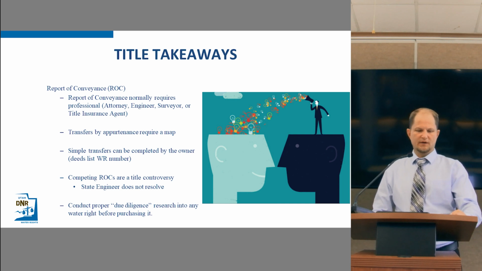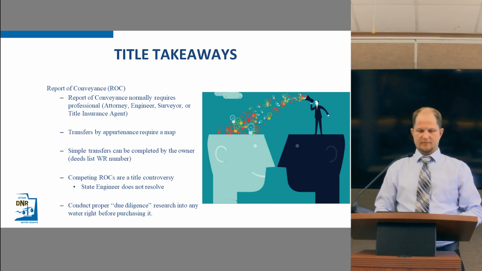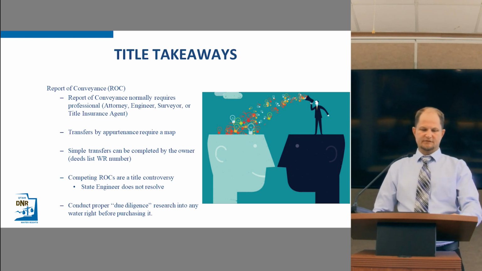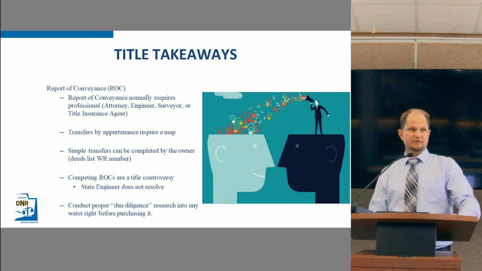A few key takeaways regarding title. Many reports of conveyance transfer by appurtenance, which may require professionals to submit a report of conveyance. Transfers by appurtenance require a map that meets the state mapping standards. Simple transfers can be completed by the owner as long as the deeds list the water right number. Competing reports of conveyance or title controversies are considered civil matters concerning real property. Civil disputes are resolved through a civil litigation process and not the office of the state engineer.